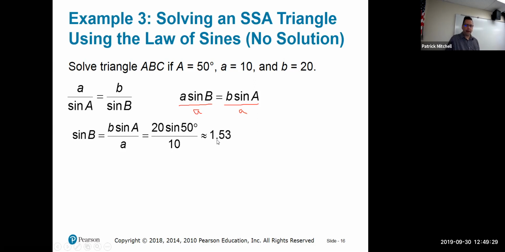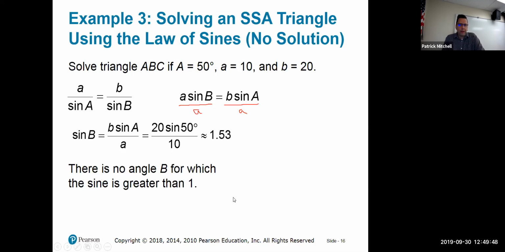If you think about that for a minute, hopefully you can see what's wrong with that. It's been a little while since we've talked about this. Think about the range of the sine function. What kinds of numbers can come out of the sine function? Only numbers that are between -1 and 1, remember? And if you forget that, sine B is about 1.53.